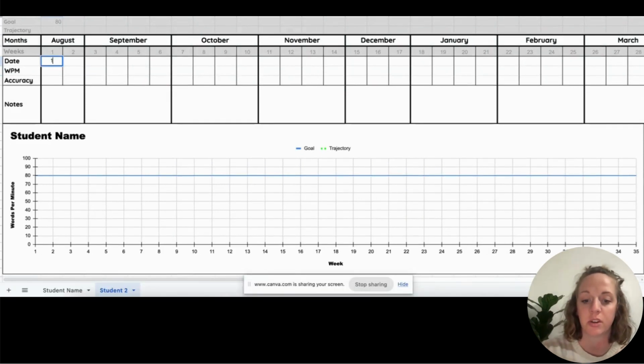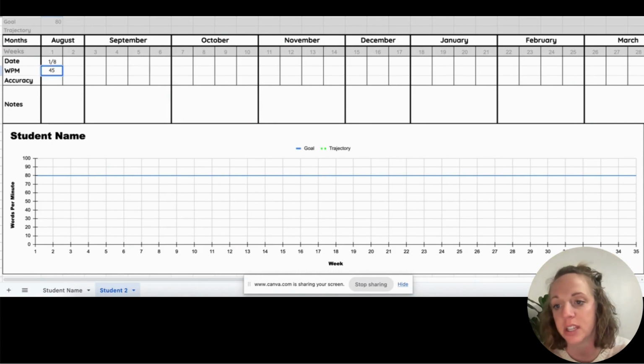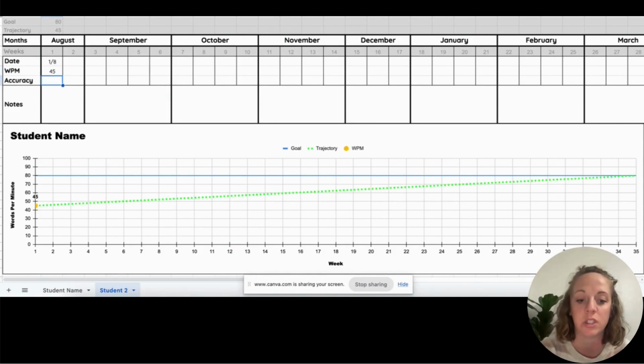And then all I'm going to do is put in my first data point. So let's say on the 8th my student read 45 words per minute with, let's say, 90% accuracy. And then you can see it automatically will map out the trajectory for you so that you know every week this is where your student needs to be for them to be able to hit their goal by the end of the year.